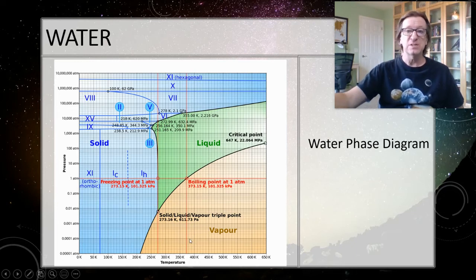Now, if you're in space, water ice does exactly the same thing. If there's no pressure, this particular diagram is for water. So if I'm out in vacuum, then the atmospheric pressure here is going to be really, really low, close to zero.